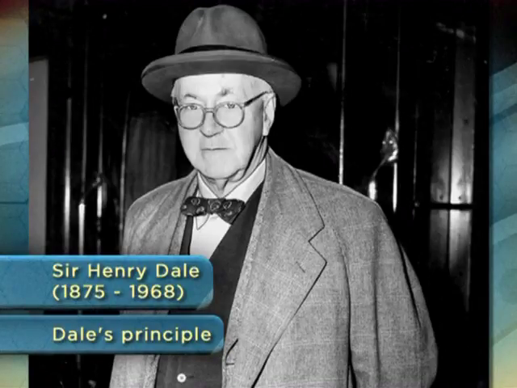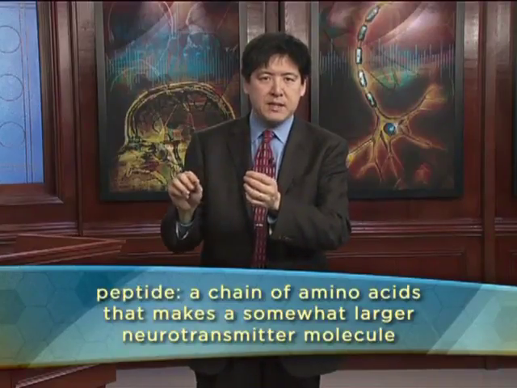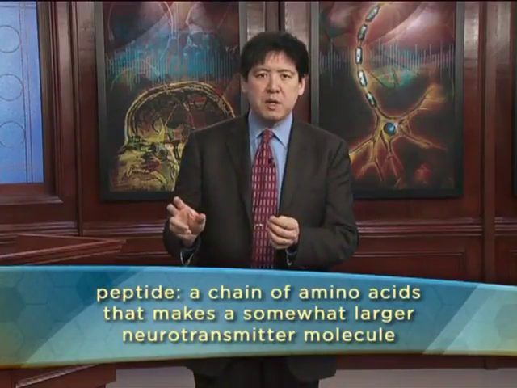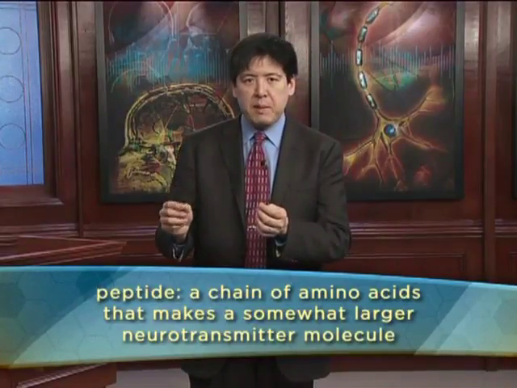So even though Dale's principle is mostly true, it appears that there are exceptions that we have to consider when thinking about what individual neurons do. So for example, a neuron could make a small neurotransmitter like one of these amino acid or amino acid-based transmitters I was talking about, glutamate or GABA, and it could also make a peptide. A peptide is a chain of amino acids that makes a somewhat larger neurotransmitter molecule. So one neuron could make a small neurotransmitter and release a peptide, and it could co-release those neurotransmitters. So there are exceptions to Dale's principle.